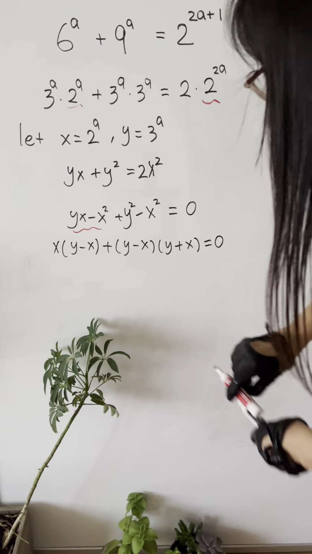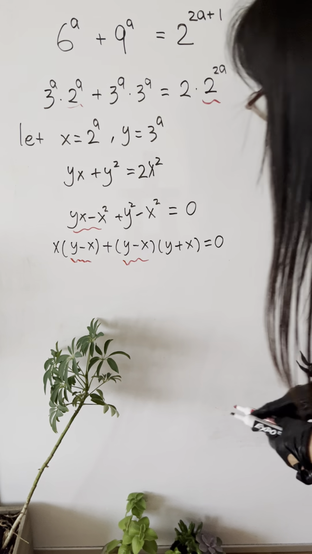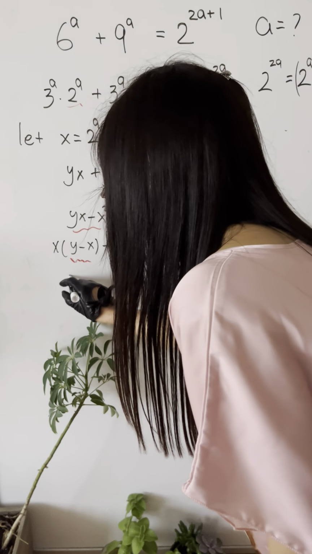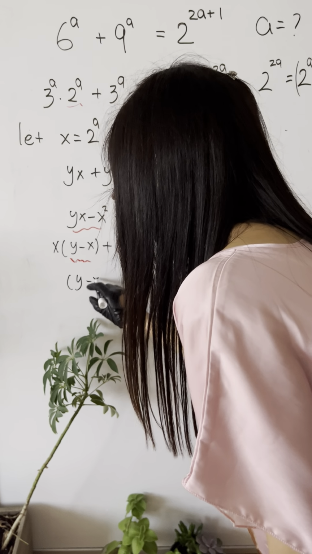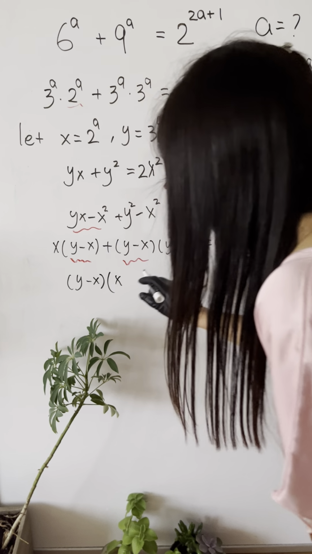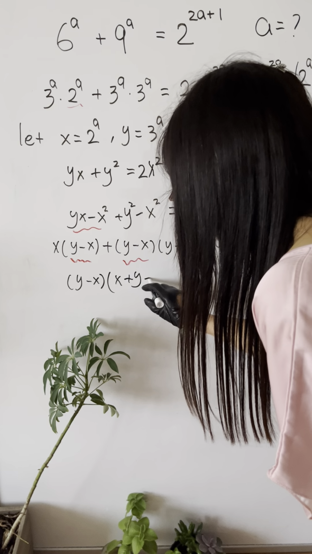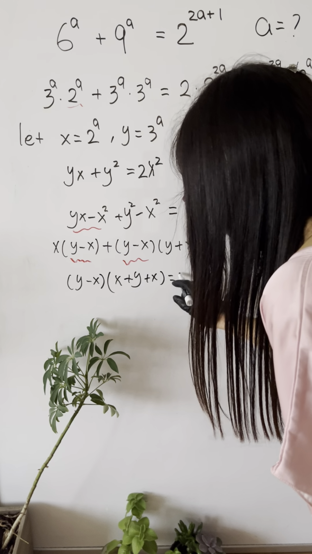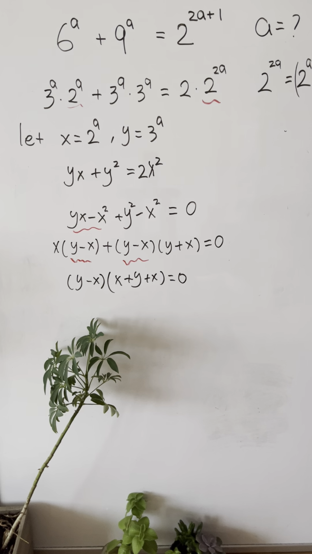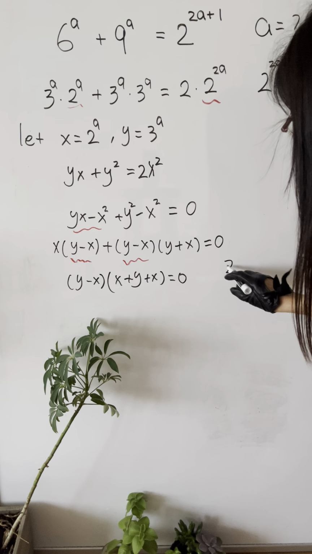Now we see these two groups have a common factor of y minus x. So we factor out y minus x. Then the first group is left with x. The second group is left with y plus x. Okay. A factor multiplied by another factor equals 0. By the zero product property.